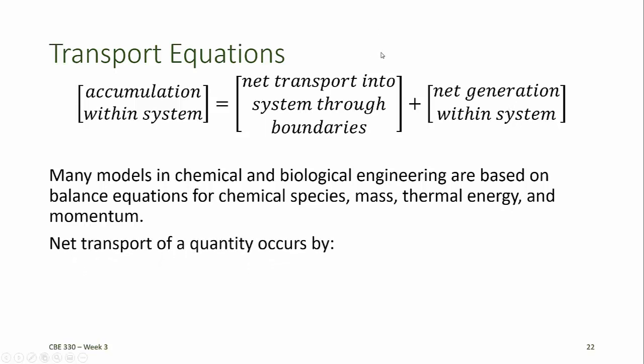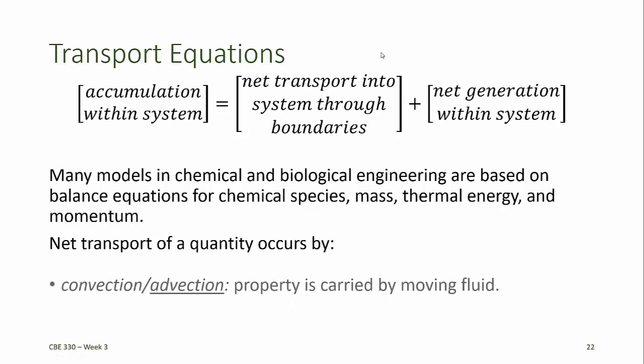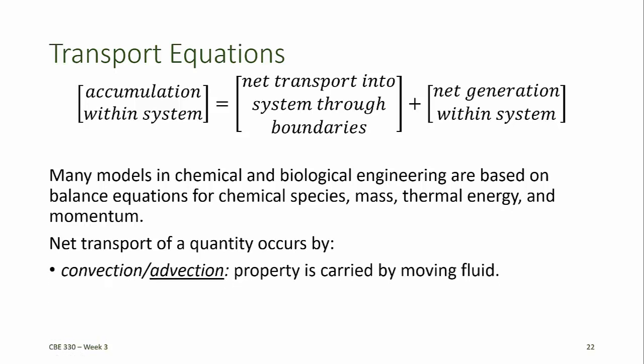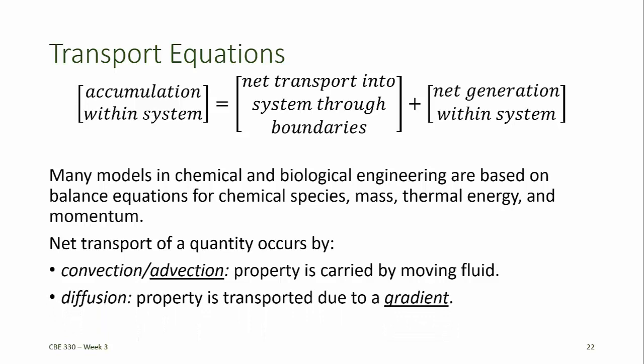The net transport of a quantity can occur by two different types of mechanisms. The first type we call convection or advection. This occurs when the quantity of interest is carried along by the moving fluid in the direction of the bulk fluid flow. Now, the term convection can mean lots of different mechanisms of transport, and it doesn't always mean transport in the direction of the bulk flowing fluid, depending on the context. So to be specific, we'll call this type of transport advection. Diffusive transport, or diffusion, occurs when the property is transported due to some gradient. Diffusion is described by transport rate laws that we'll discuss later in this chapter.